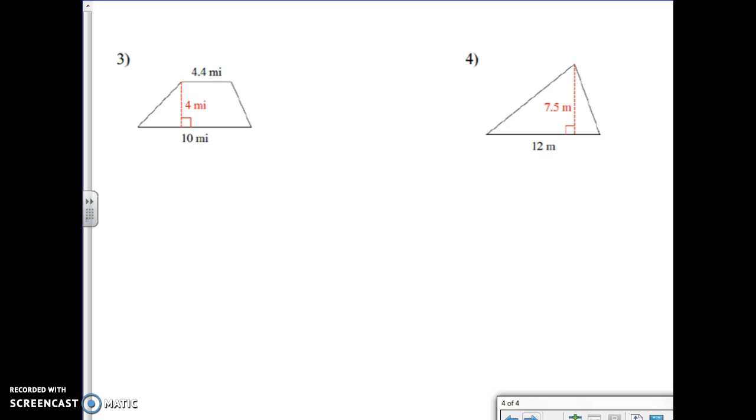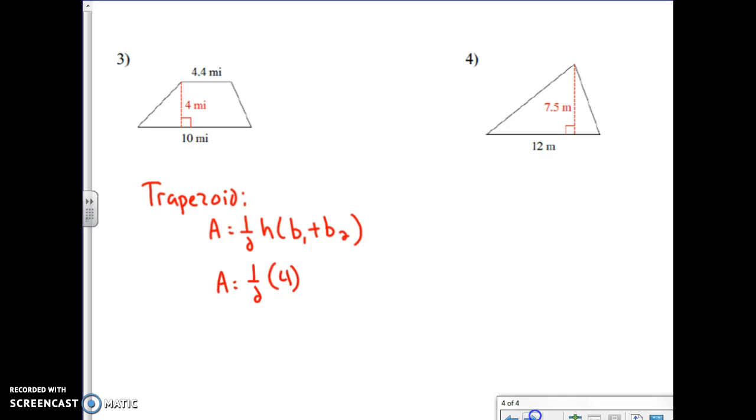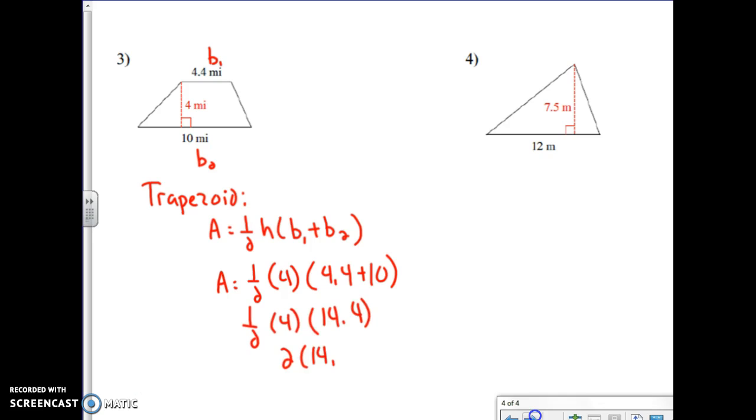And then let's look at these last two. Number 3 is a trapezoid. I want to find the area of a trapezoid, which is 1/2 the height times base 1 plus base 2. In this case, it's going to be 1/2 the height, which is 4, times base 1 plus base 2, 4.4 plus 10. So I'm taking half of 4 times 14.4. That's 2 times 14.4, which is 28.8 miles squared.